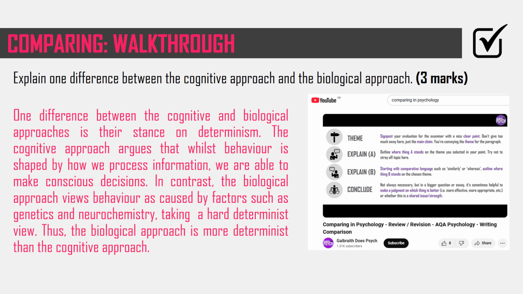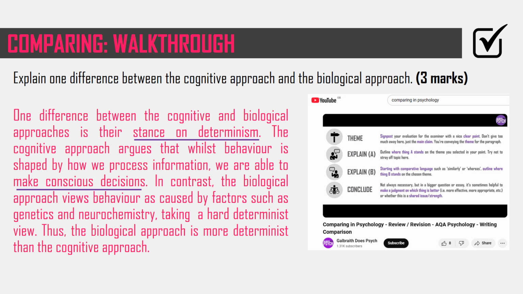Obviously, there's loads of different things you could talk about here for differences between these two approaches. I'm just going with one example, and I'm going with determinism. So, one difference between the cognitive and the biological approaches is their stance on determinism. That's my theme, that's my point, okay? The cognitive approach argues that whilst behaviour is shaped by how we process information, we're able to make conscious decisions. So that's the point, we can make conscious decisions there. That's what the cognitive approach says about it. They're not hard determinists, yeah?